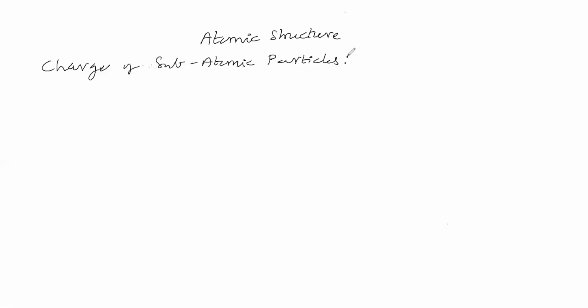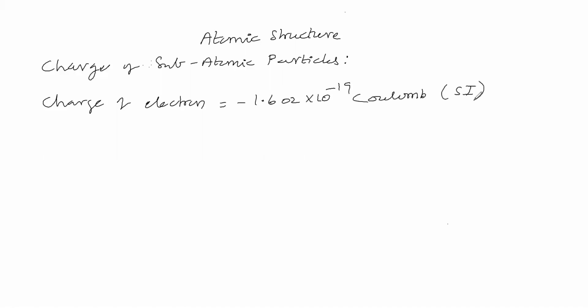Electrons, protons, neutrons. Now we will see charge of electron. Charge of electron is minus 1.602 into 10 to the power of minus 19 coulomb in SI system. In CGS system, it is minus 4.8 into 10 to the power of minus 10 ESU. This ESU is called electrostatic unit.